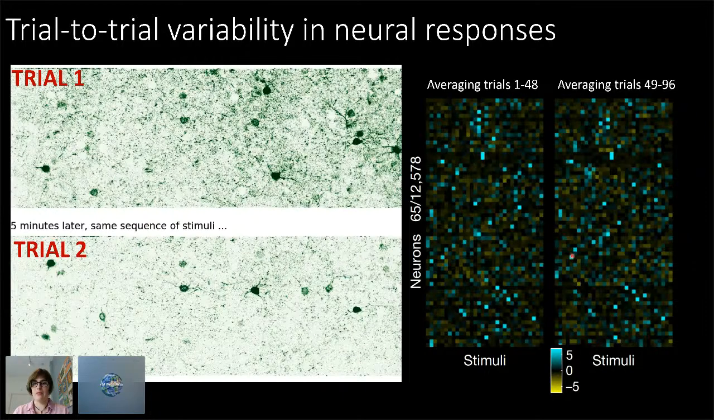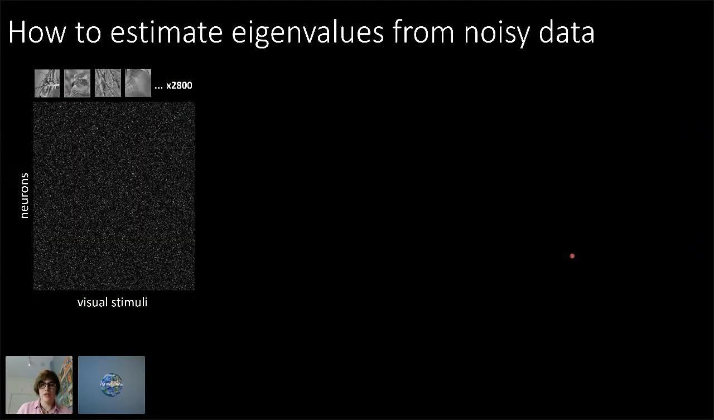But we're not going to be able to average over many trials because we want to show many stimuli. So we'll have to come up with a method to find the eigenvalue spectrum without the ability to average. All right. So how are we going to estimate eigenvalues from noisy data? So first, I'll show what would happen if I didn't take into account the noise. What would happen to my eigenvalue spectrum?